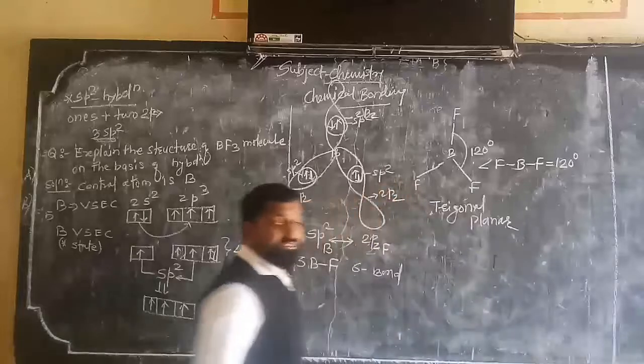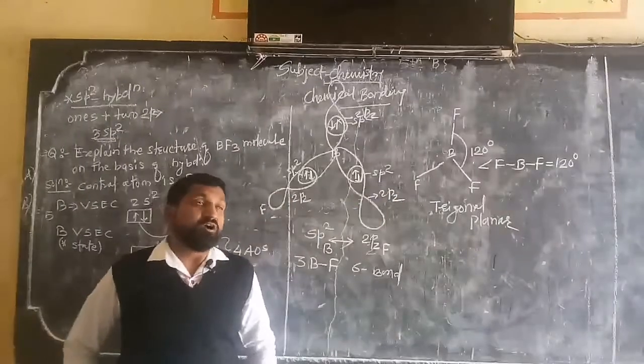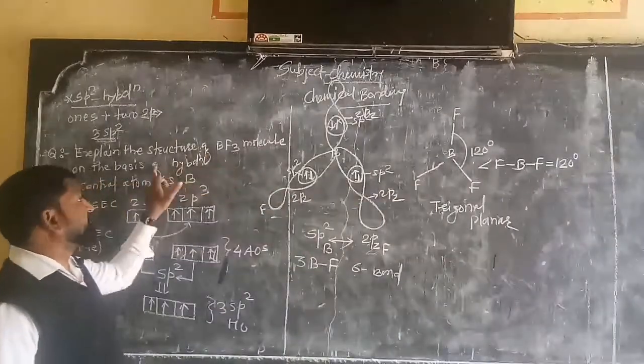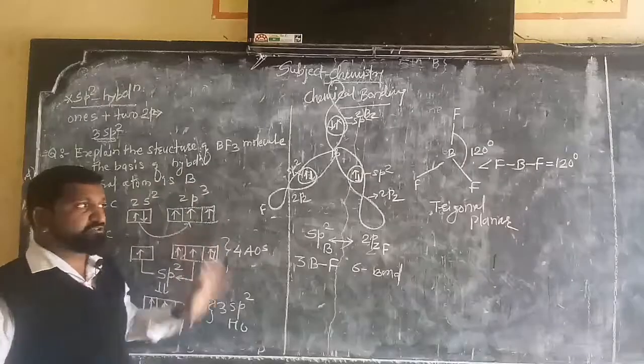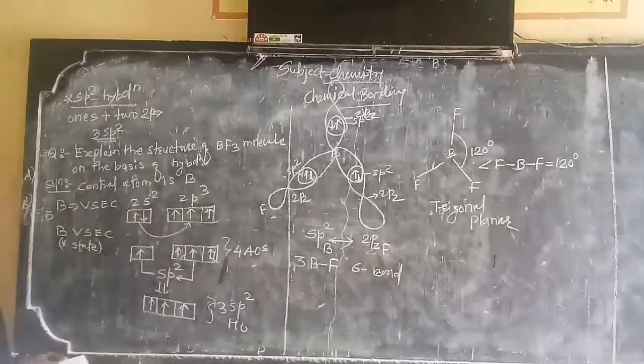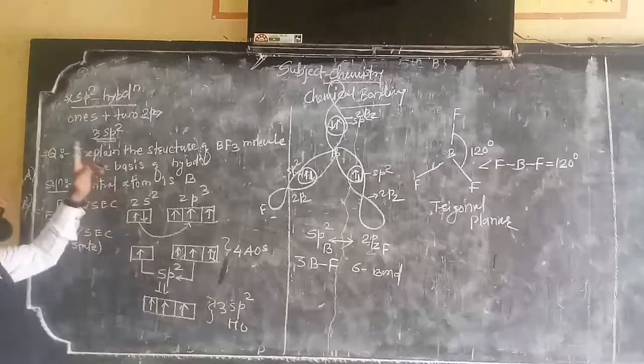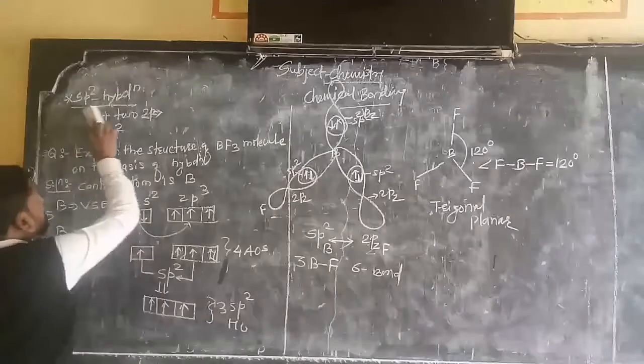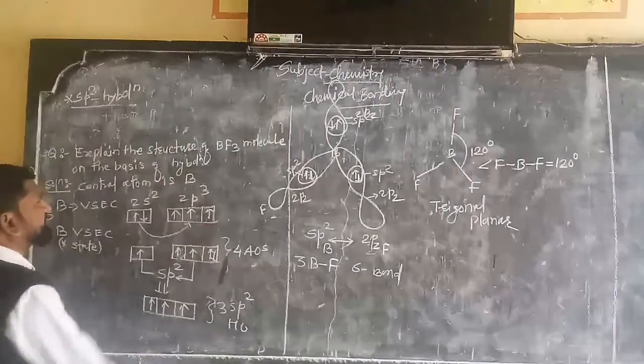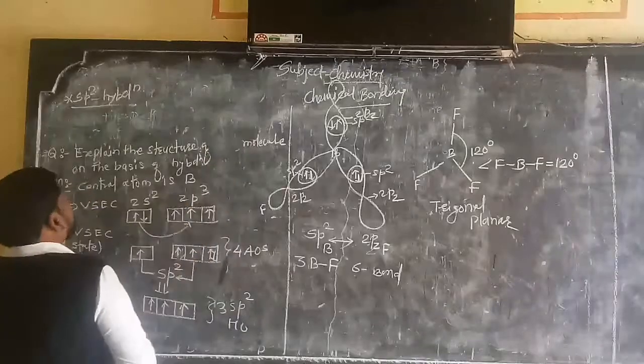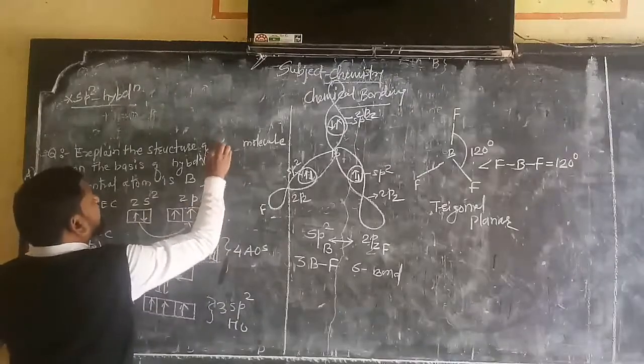120 degree. So this is the explanation of the boron trifluoride molecule on the basis of hybridization. Understood? Now after that we will switch to a new example for the same hybridization. What is that? Explain the structure of the ethylene molecule.